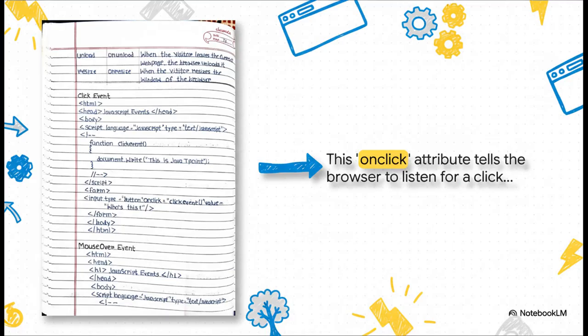See that little bit of text there? OnClick equals clickEvent? That is the event listener. It's written right into the button's HTML, and it's telling the browser one very simple thing. Hey, when this button is clicked, I want you to immediately run the function named clickEvent.